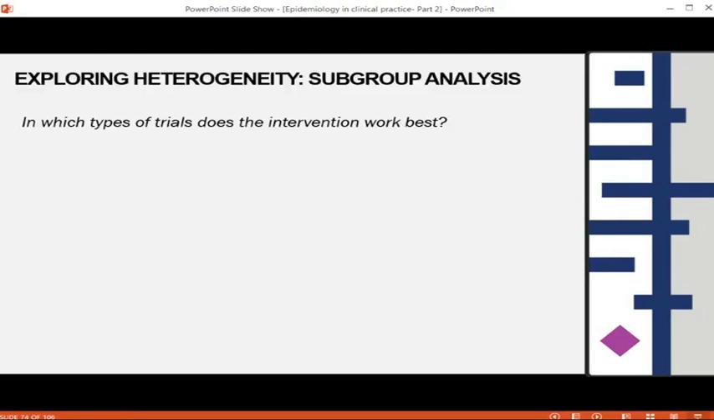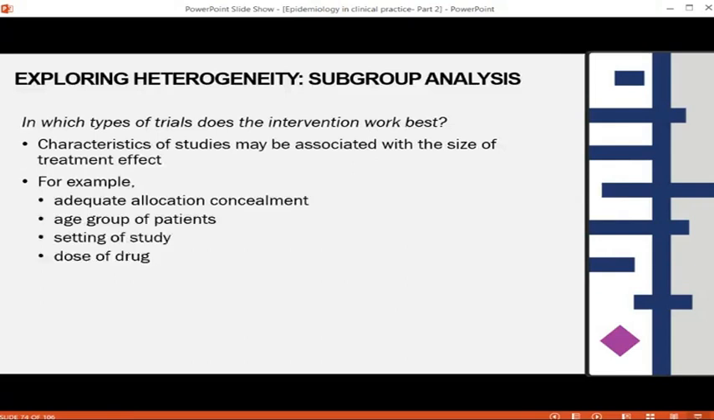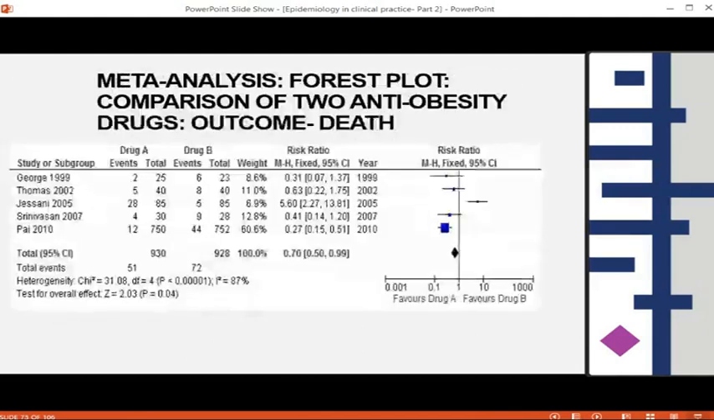And what we're looking for in the trials in the meta-analysis, right? What are the differences in the characteristics of the inclusion, exclusion criteria, etc., which might be associated with the difference in the treatment effects? For example, allocation concealment, age group of patients, setting of the study, dose of drug. Could they explain why the studies are different, why the results are different? So I'm going to give you an example from this study where you find there are outliers and the rest of the studies seem the same.